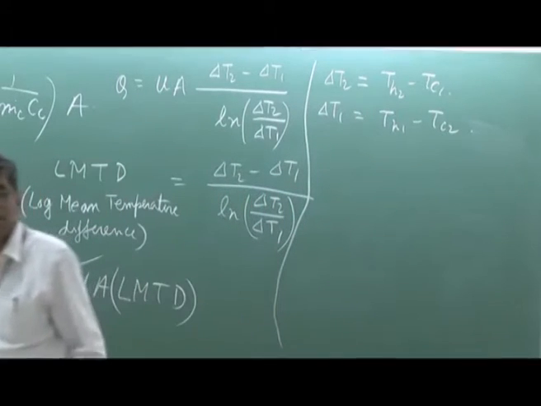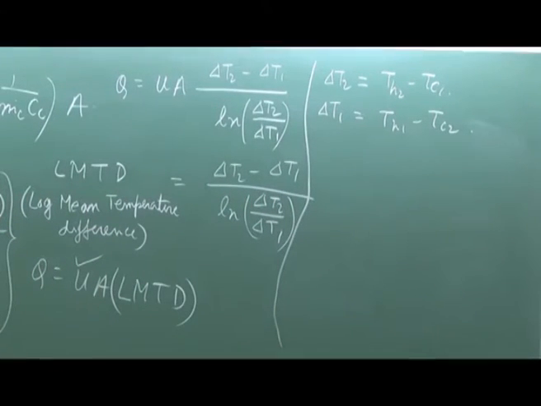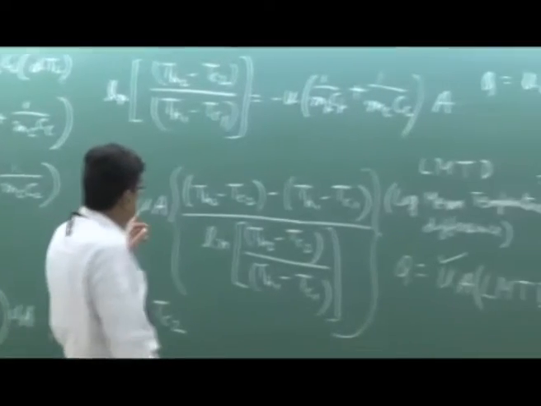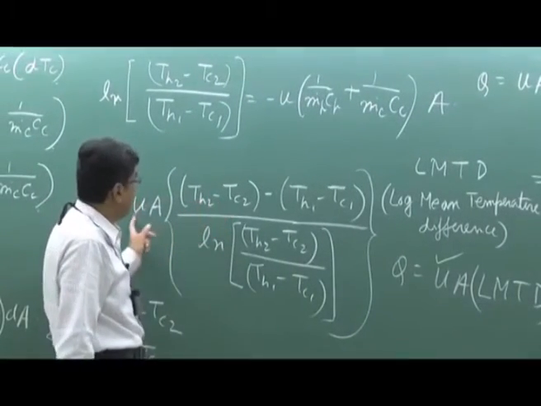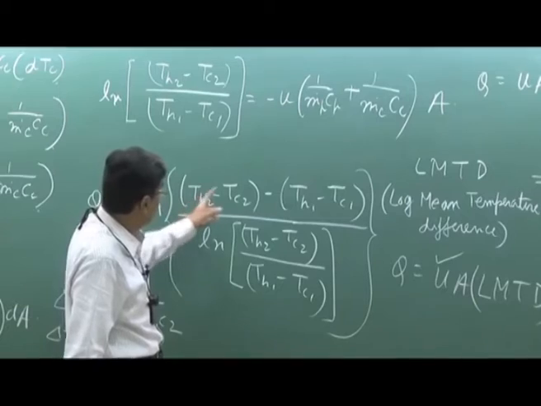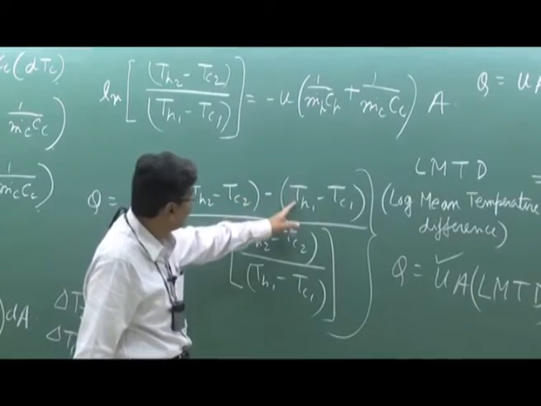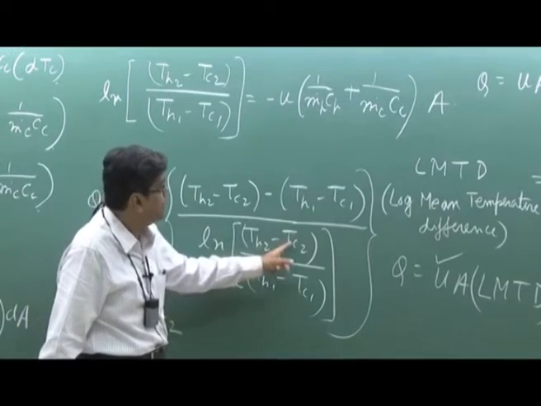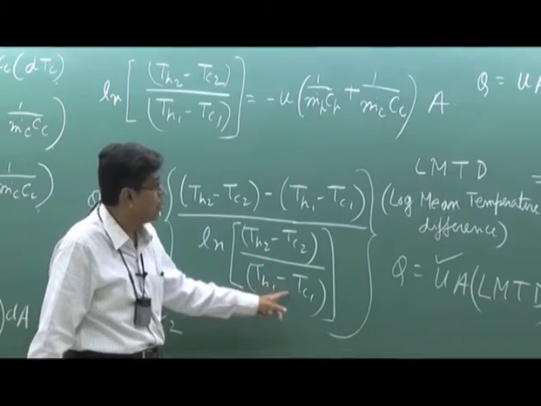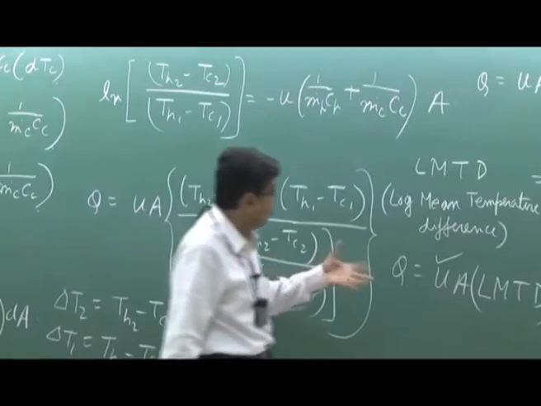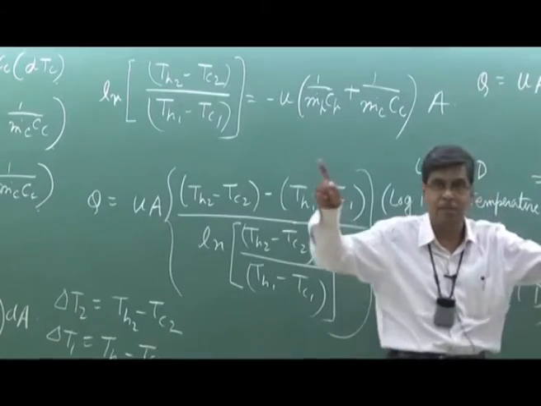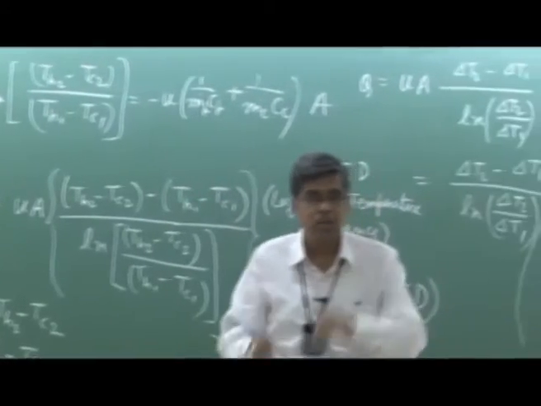Clear? How to derive it? I leave it to you as an exercise, very simple. How to derive this one? I have to come to this step where this will be UA into (TH2 minus TC1) minus (TH1 minus TC2) divided by ln of (TH2 minus TC1) divided by (TH1 minus TC2), so that a generic formula will come out. LMTD is delta T2 minus delta T1, the difference of delta T's, divided by the ln of the ratio of delta T's.